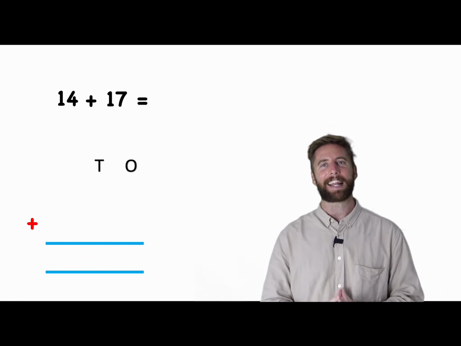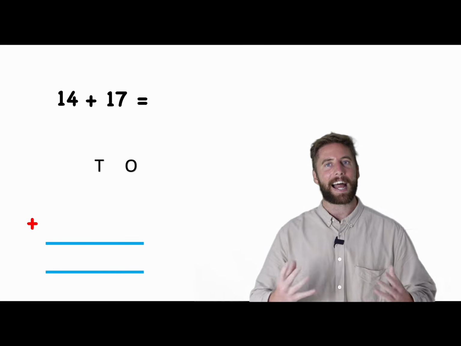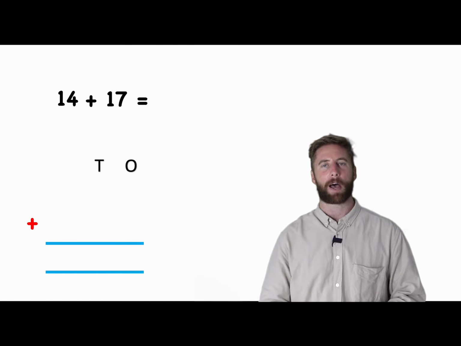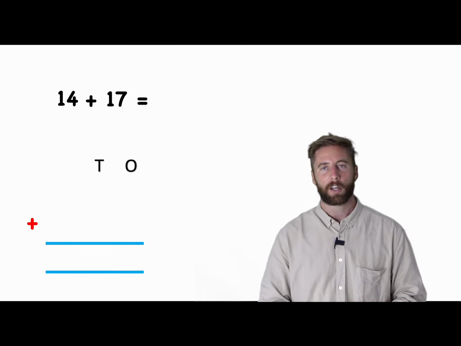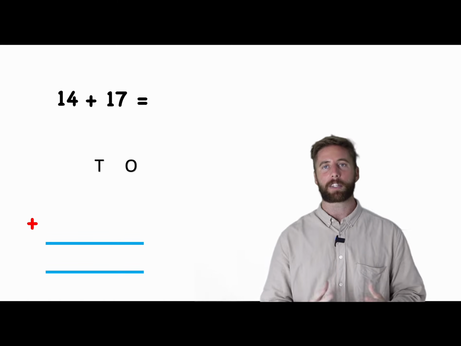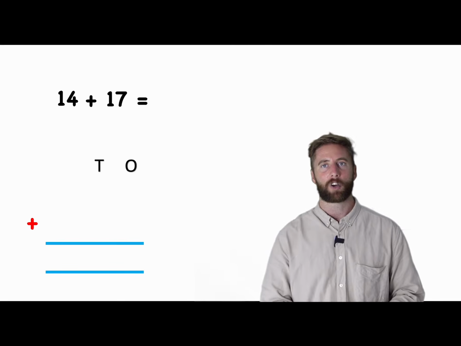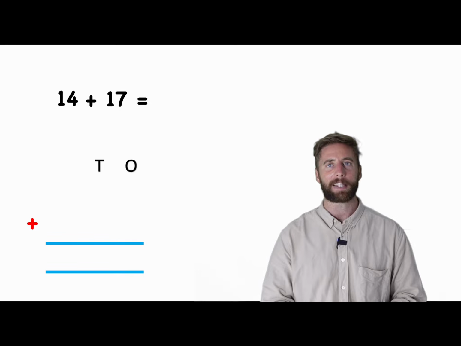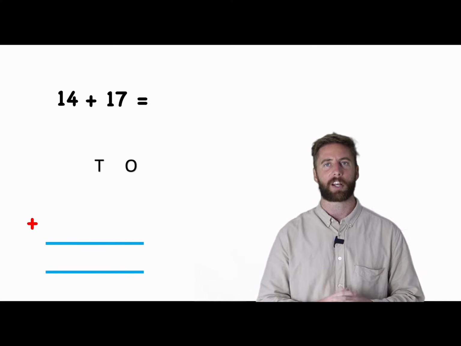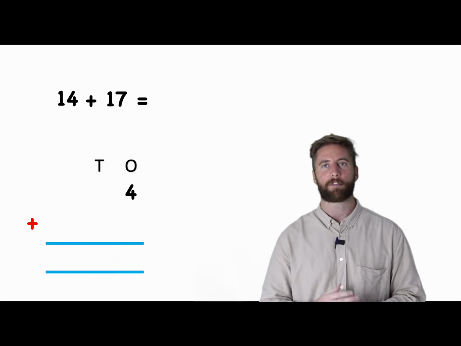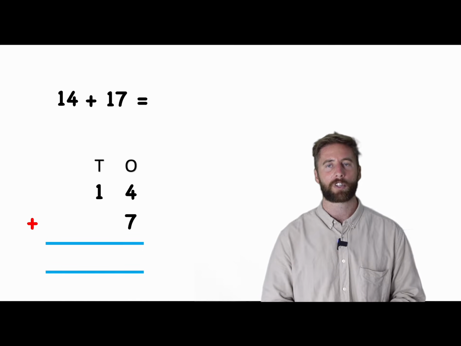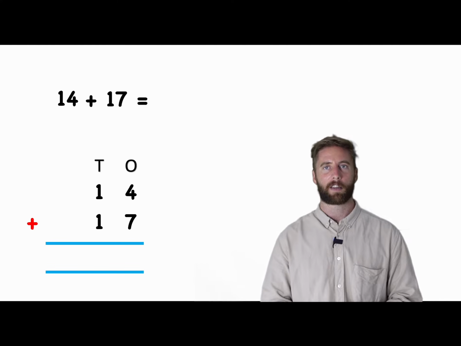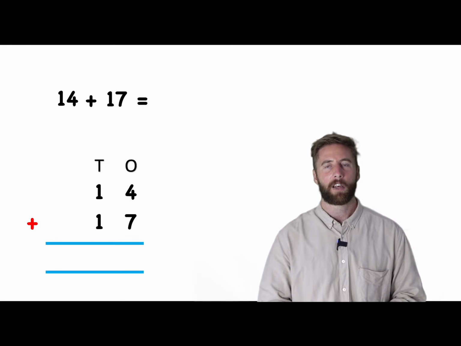But there's a detail in here, a feature, that's actually difficult and something we really need to think about and understand before we can move on any further. So let's have a look. I'm going to set it up just like before, but this time I've only got 1s and 10s. So I'm going to put my numbers in the correct columns. So 14 I have 4 1s and 1 10, and 17 I have 7 1s and 1 10. Now I can begin.